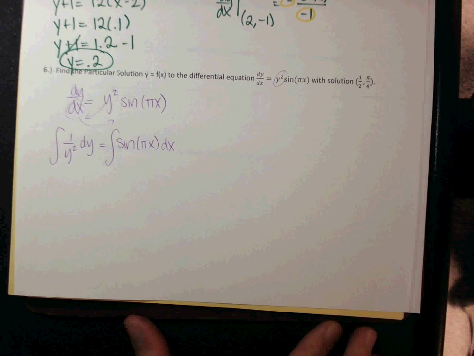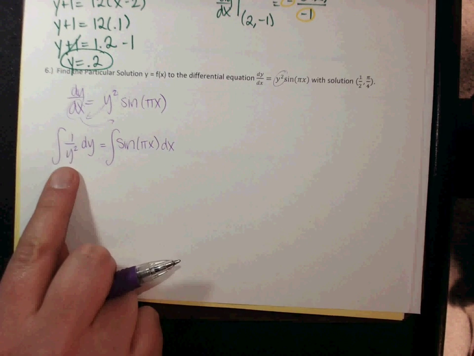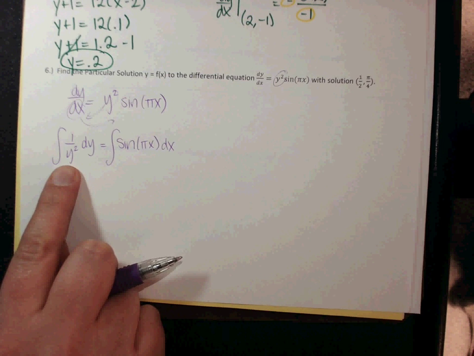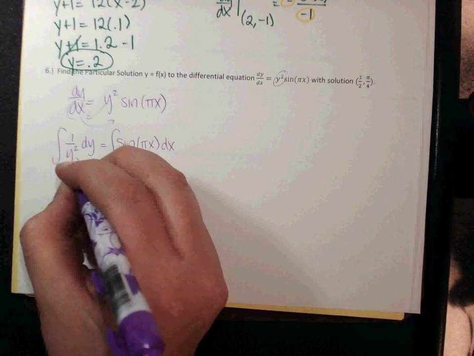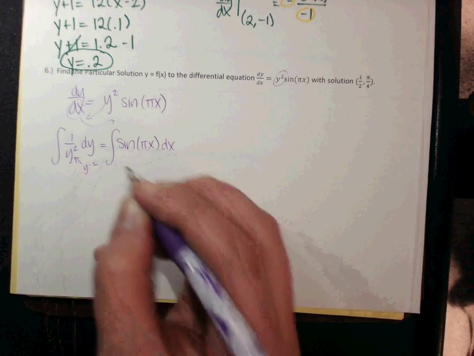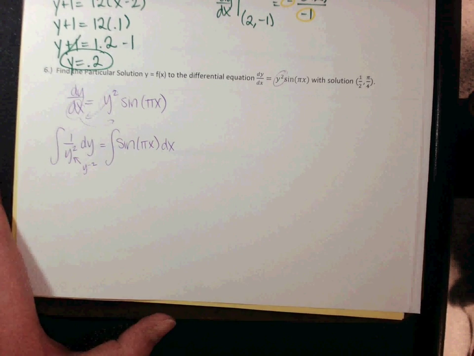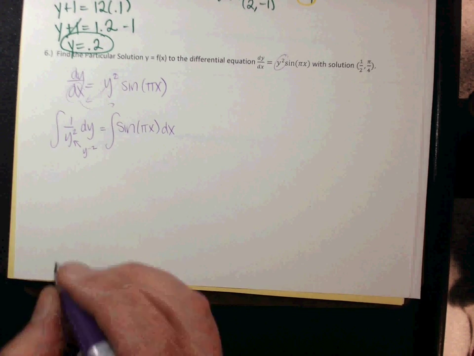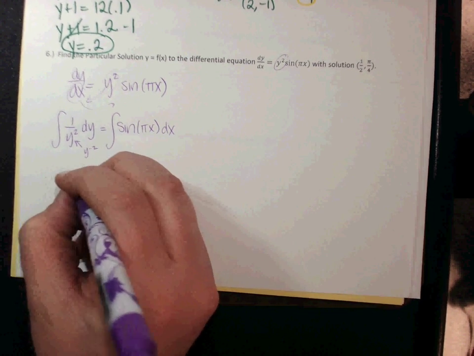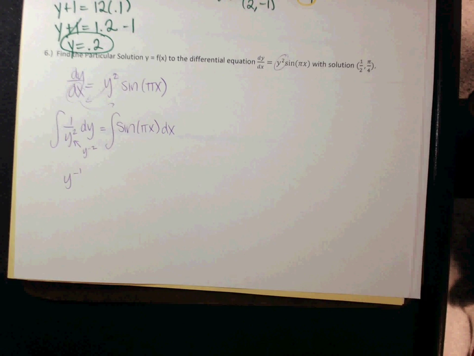Okay, now look at the left side. Is that going to be an ln? No, you need to rewrite. How can I rewrite it? Y to the what? -2. And so if I'm integrating y to the -2, just remember your power rule. You're going to add 1. What's that now? Y to the -1. And then what do I do with the new power? Divide. So if I divide by -1, it's just a minus in the front.